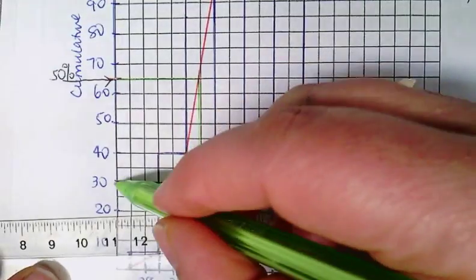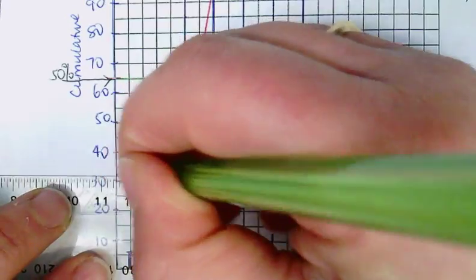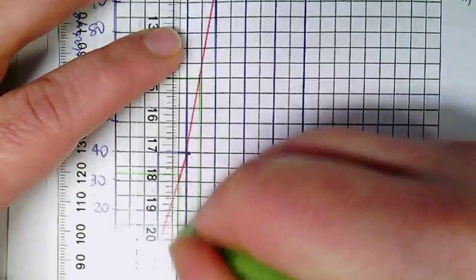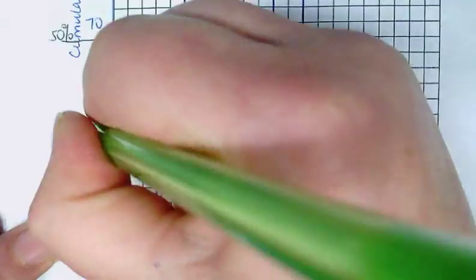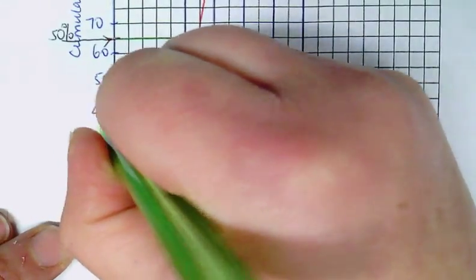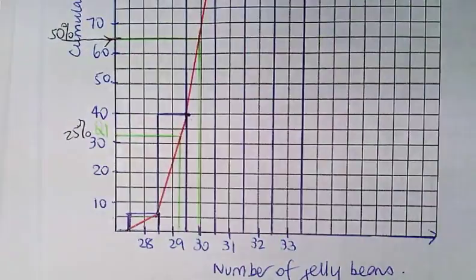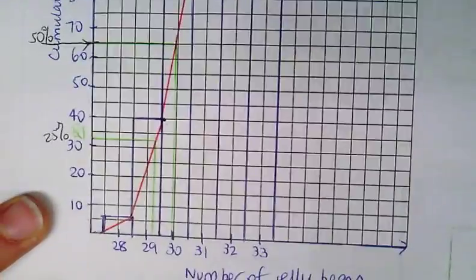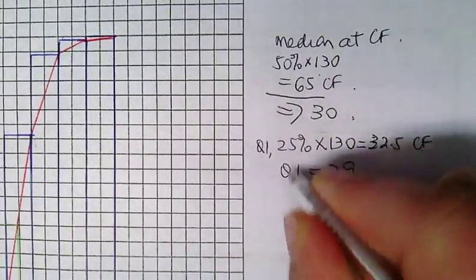So I come to my graph and I look for 32.5. Now, if that's 30 and that's 35, 32.5 is exactly halfway in between. So I come across here and I come down to the line and I see which column this falls in, and this is my Q1 at the 25% mark. Okay, and my Q1 is 29, because it sits in the 29 column. So my Q1 equals 29.